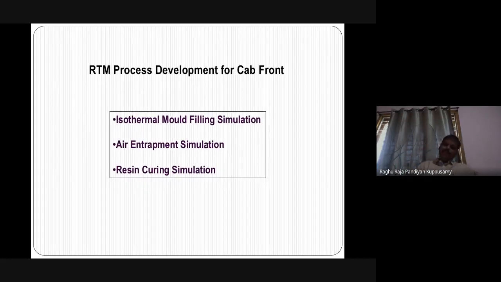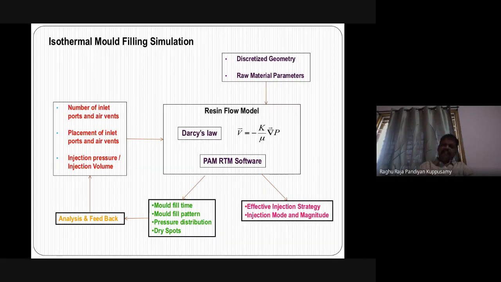Now it comes to the important part: how I am going to perform the mold filling simulation, isothermal mold filling simulation, for a large and complex part. What we have taken is a high-speed K front. There are three parts: isothermal mold filling simulation, air entrapment simulation, and resin curing simulation. First is isothermal mold filling simulation. This is the complete data required. We are going to use PAM RTM software, which is supplied by ESI Industries, France. And for isothermal mold filling simulation we are going to use only Darcy's law, which is given in the slide.